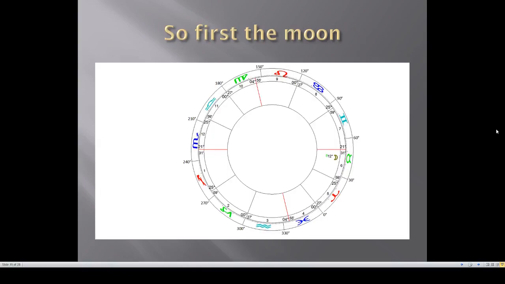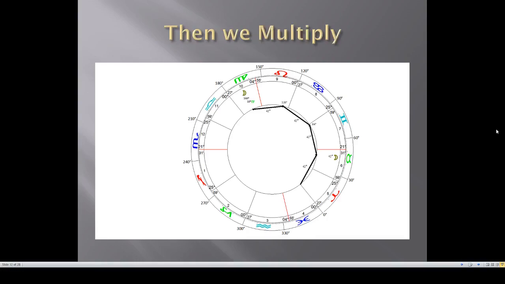So a visual representation of what we just did. First, we started with the moon. We converted it into 42 degrees of arc. We multiplied by 4, so we have 4 42-degree arcs, which come to 168 degrees. And then we translate that into 18 Virgo.